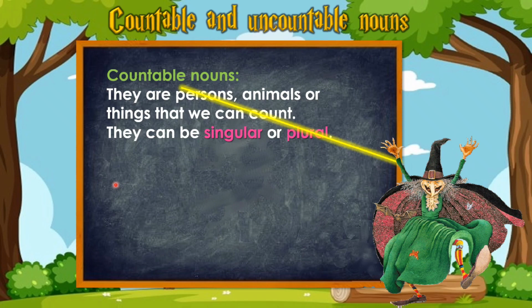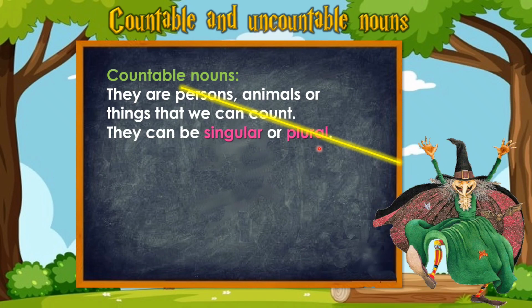Countable nouns are the persons, animals, or things that we can count. They can be singular or plural. Again, when we say countable nouns, these are the persons, animals, or things that we can count. They can be in singular or plural form.